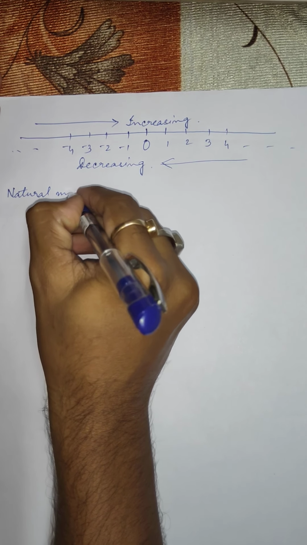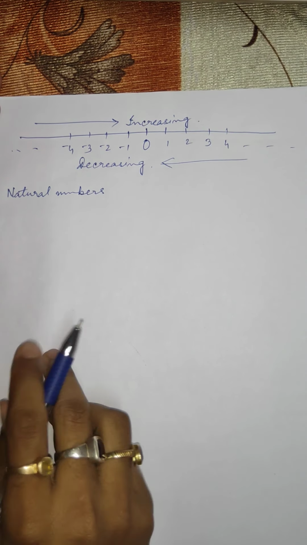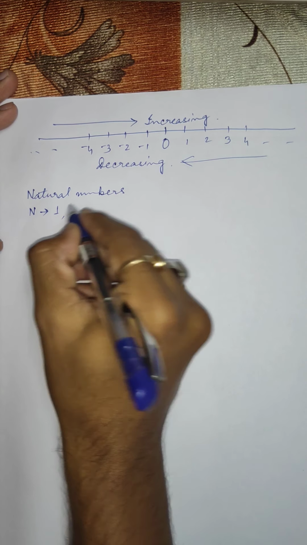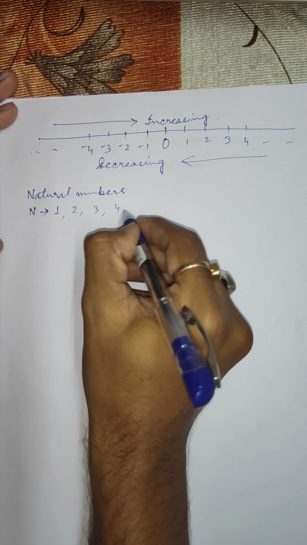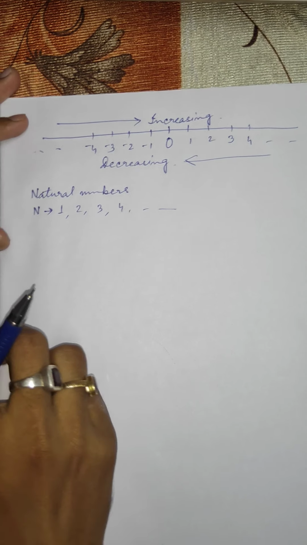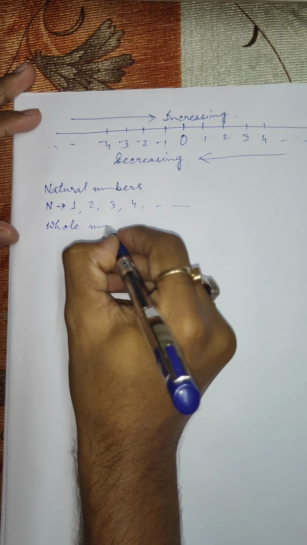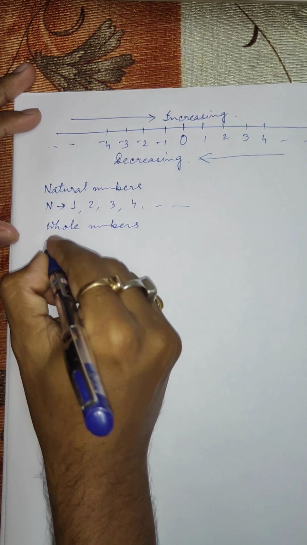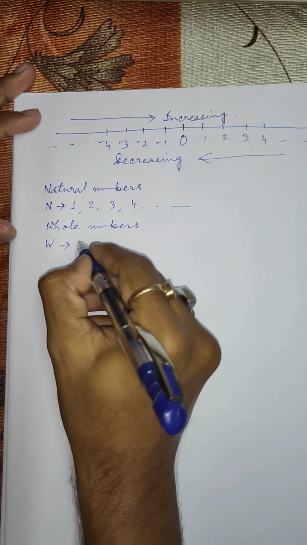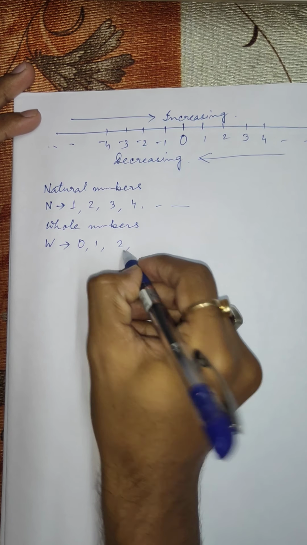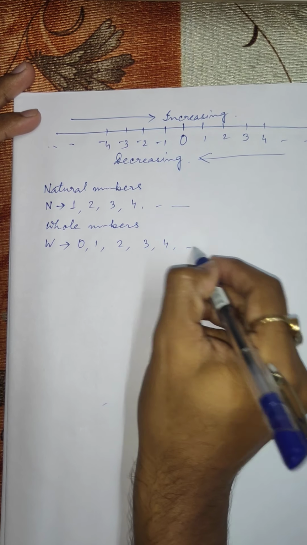First, natural numbers. Natural numbers start from 1. First member is 1. 1, 2, 3, 4 up to infinity. Then whole numbers. Whole numbers start from 0. First member is 0. 0, 1, 2, 3, 4 up to infinity.